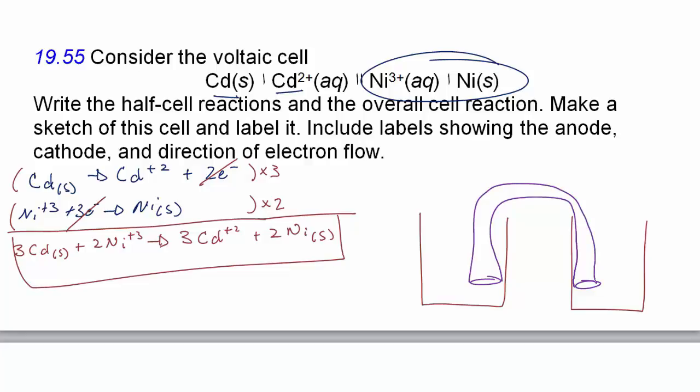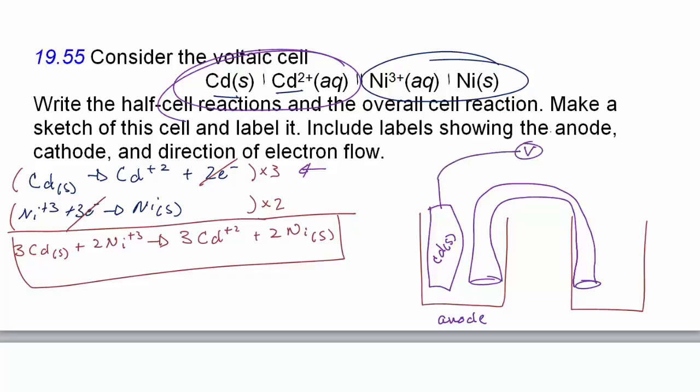And we're going to need, we need to produce electrons on the anode. Who's producing electrons? This top reaction is. Remember, anode's always on the left. So we have a hunk of cadmium solid, and that goes through a voltmeter. It's connected to some nickel.